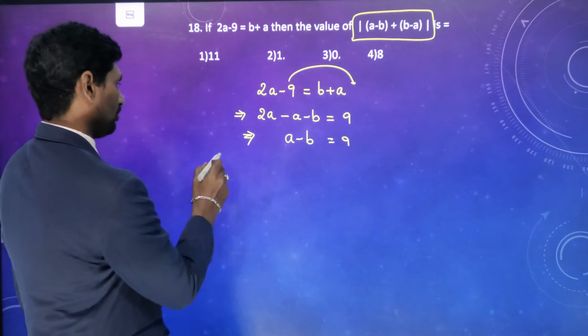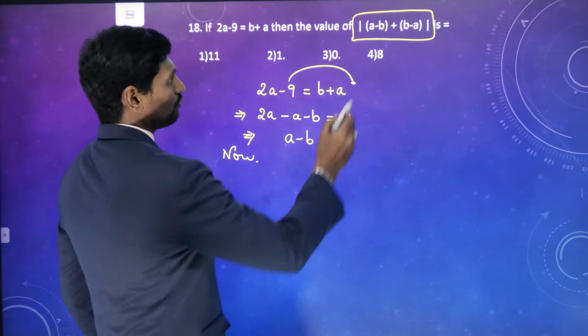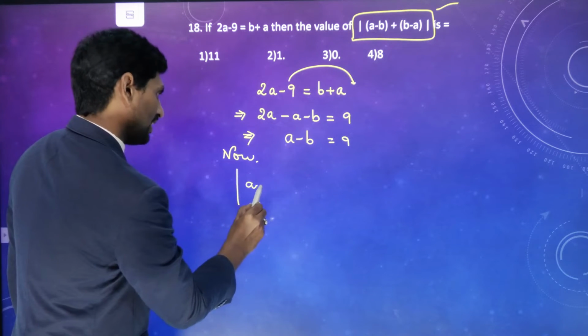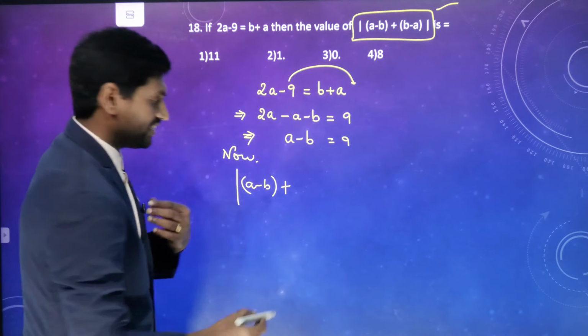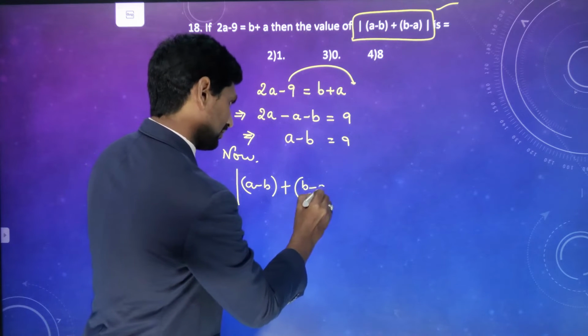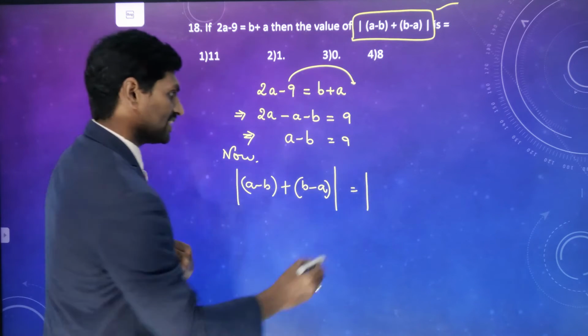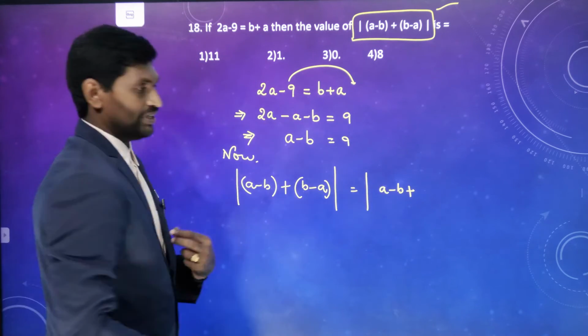Okay. Now let us take the required answer. We need to find the answer for this: modulus of a minus b plus b minus a. Let us simplify this. Without the brackets, it will be a minus b plus b minus a.